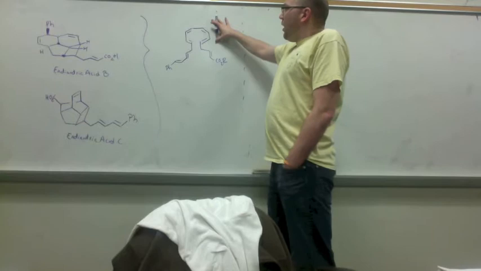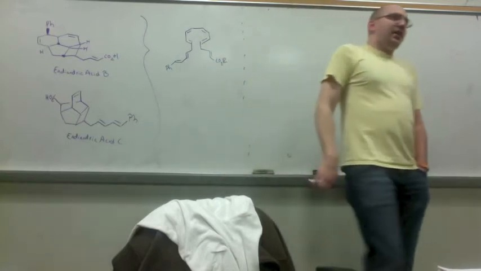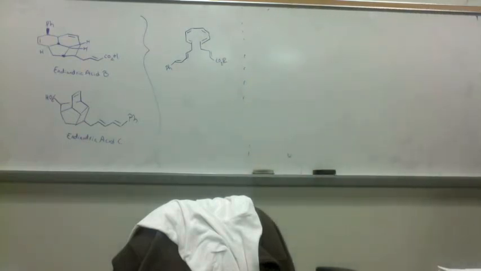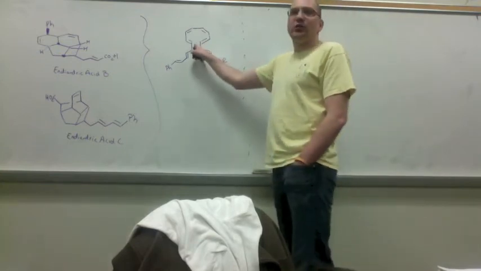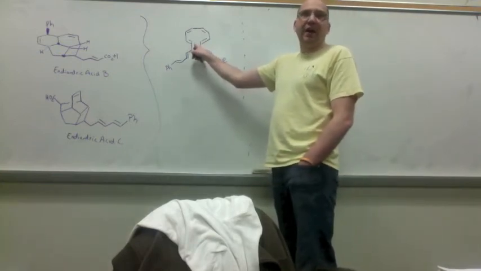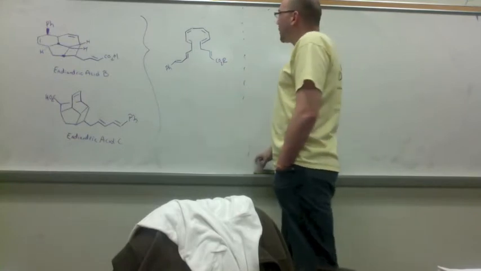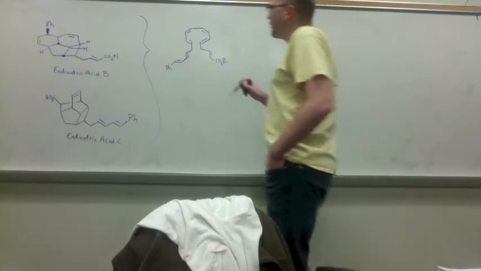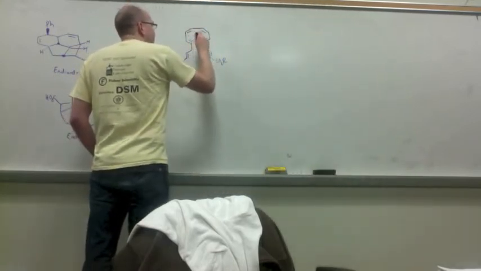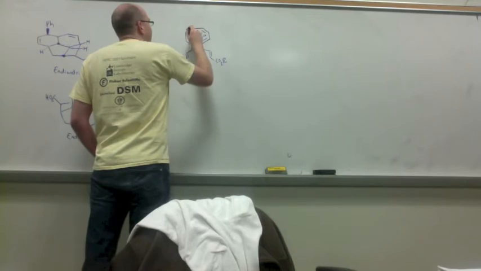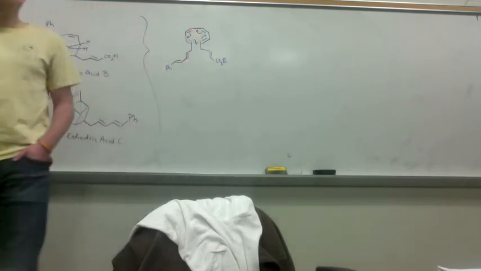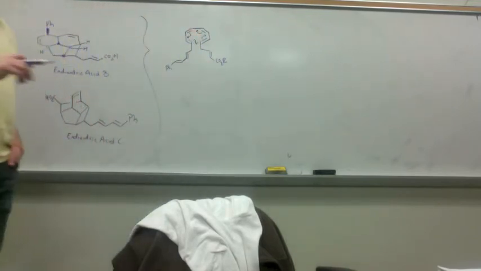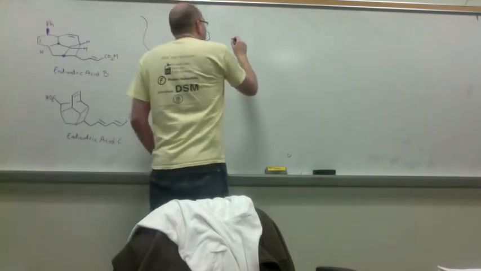Instead of a 6-pi electrocyclic ring process, now we have an 8-pi electrocyclic process. The first thing we're going to do with this mechanism is close up this ring. The question I have for you is, what's going to be the stereochemical outcome of the 8-pi electrocyclic ring closure? We discussed 6-pi, which is the most common, but in endiandric acid, it's going to be an 8-pi electrocyclic ring closing process.